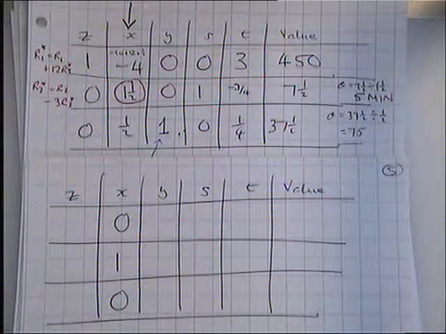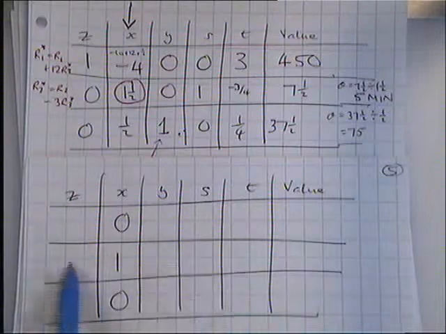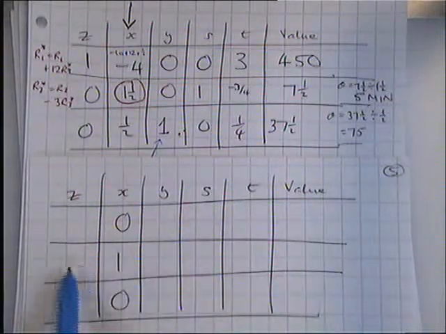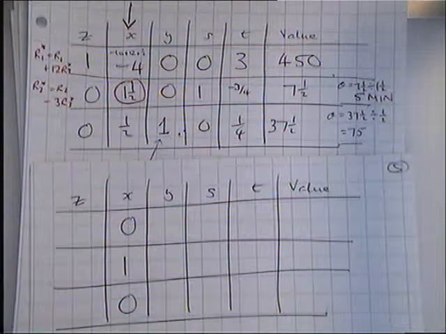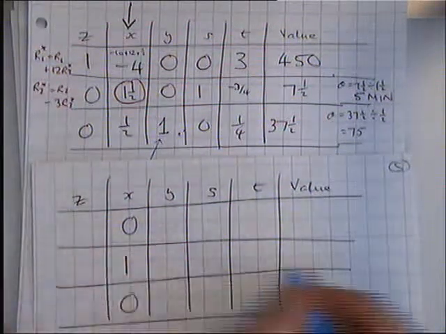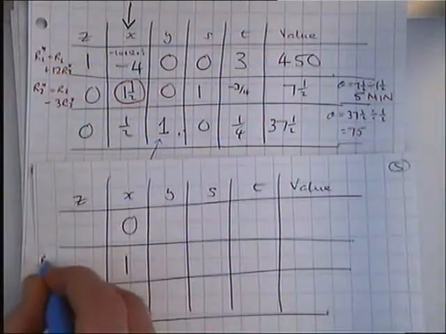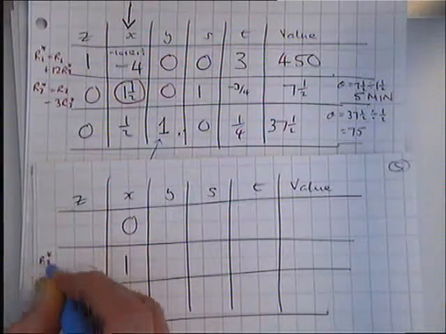Now, next thing you do is to work out the other values in this row. The row with the 1 in it, you work out those values. So what I'm going to do now is work out my new row 2. My new row 2, R2 star.